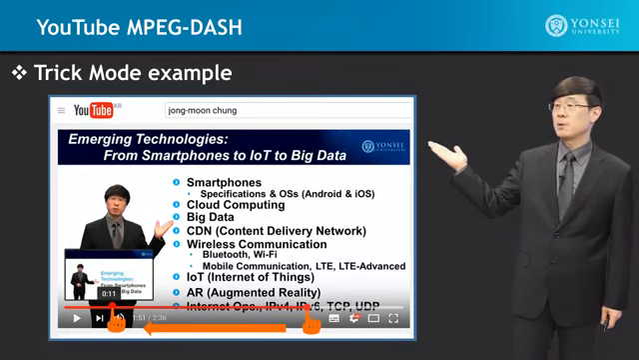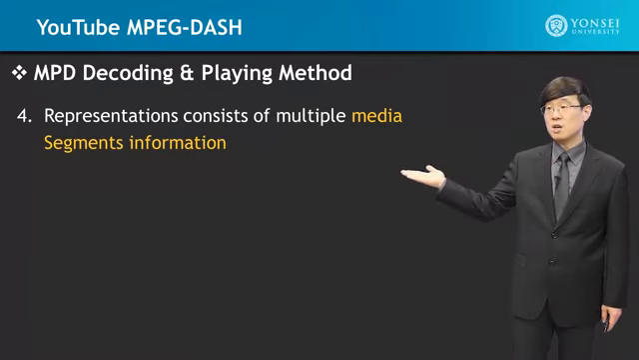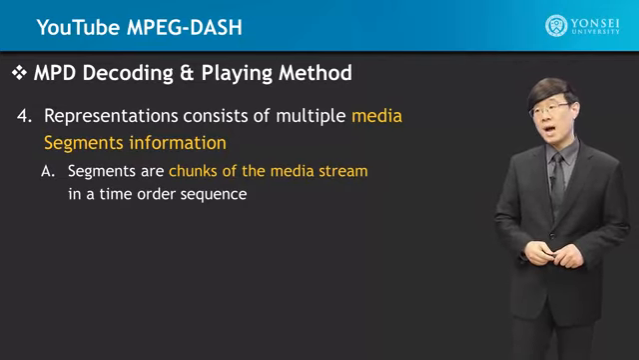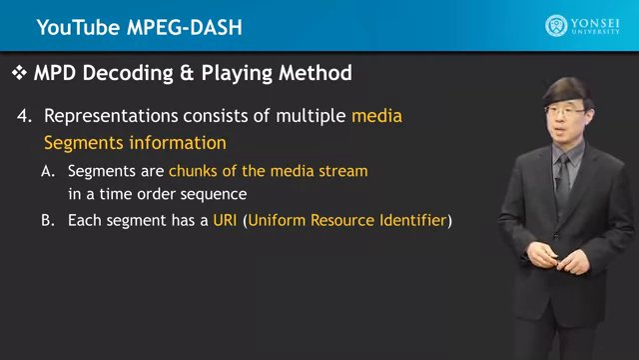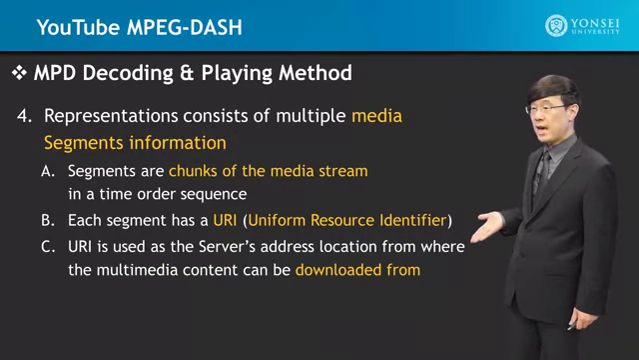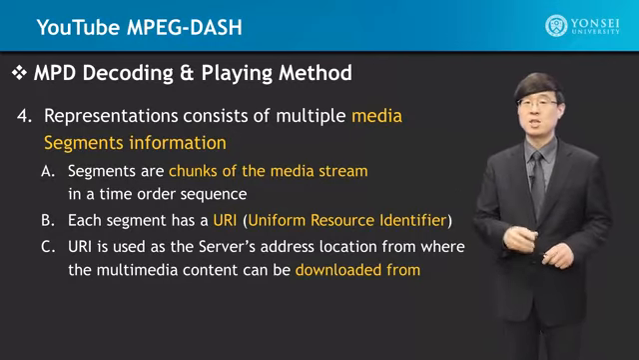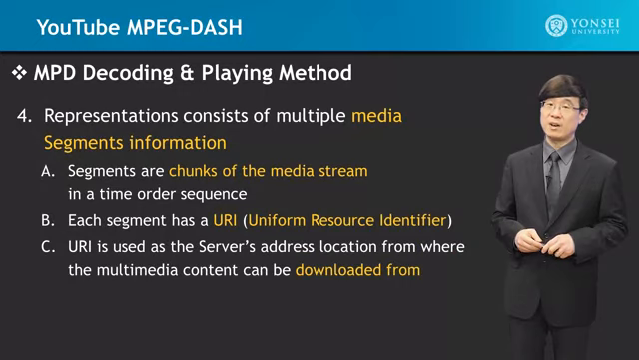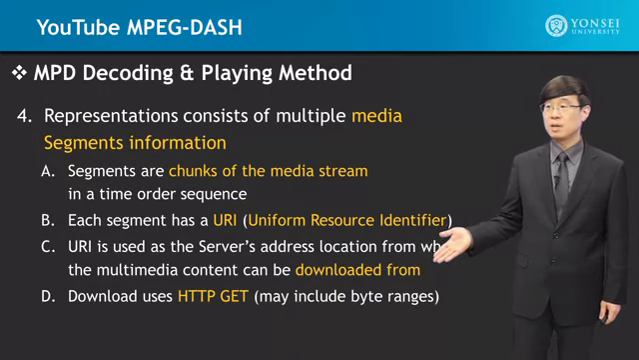Then step number 4, representations consist of multiple media segments information. Segments are chunks of the media stream in a time order sequence. Each segment has a URI, a Uniform Resource Identifier, and this is critical to be used in web-based applications. The URI is used as the server's address location from where the multimedia content can be downloaded from. Once again, web-based application support of where the information is. And the URI will provide its web-based location identifying information. Download uses HTTP GET, which may include the byte ranges.